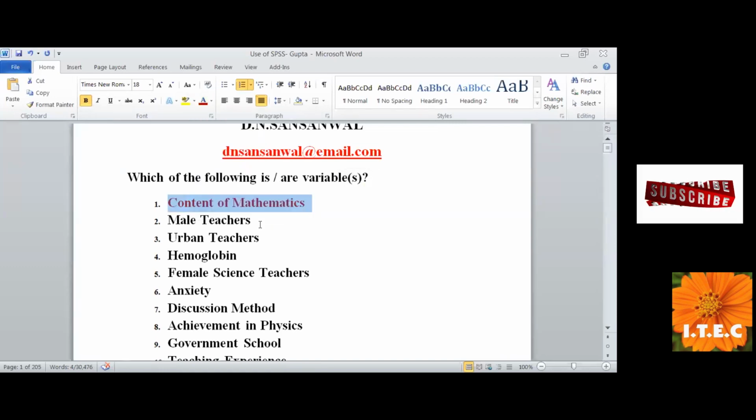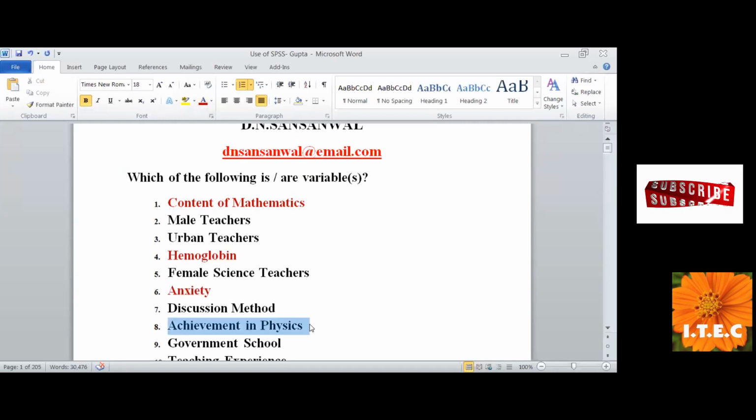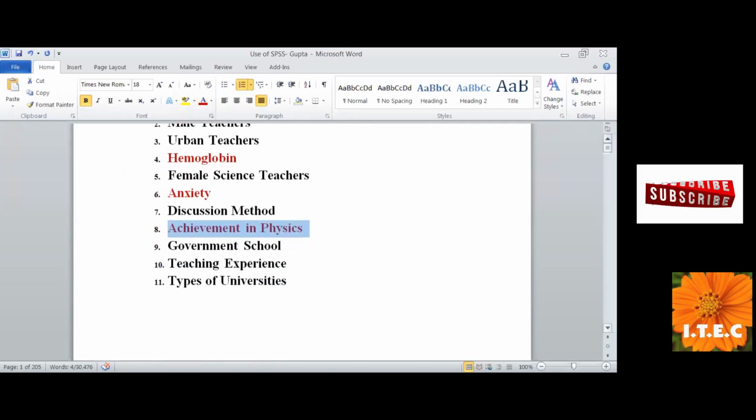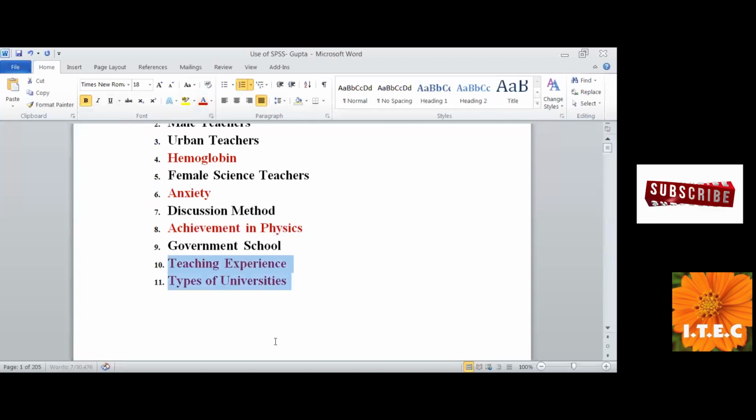Male teachers is not a variable. Urban teacher is not a variable. Hemoglobin is a variable. Female science teacher is not a variable. Anxiety is a variable. Discussion method is not a variable. Achievement in physics is a variable. Government school is not a variable. The types of school can be the variable, but here it is only government school. And your teaching experience and types of university are also variables.